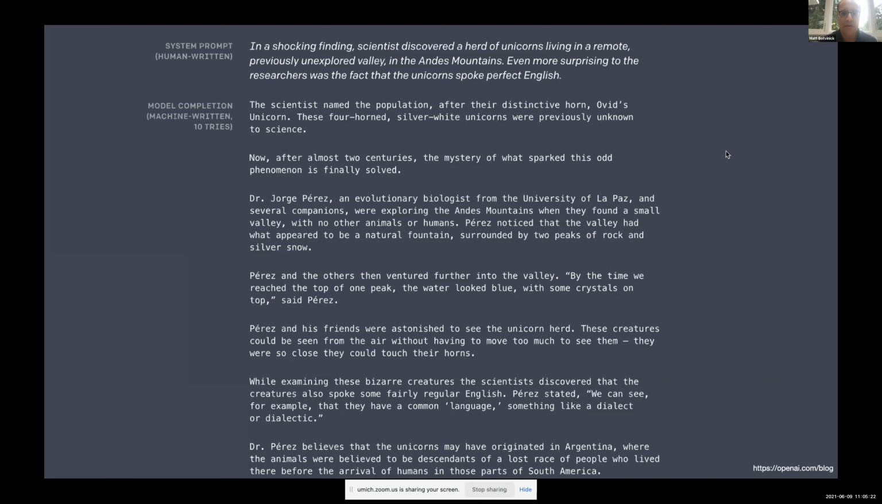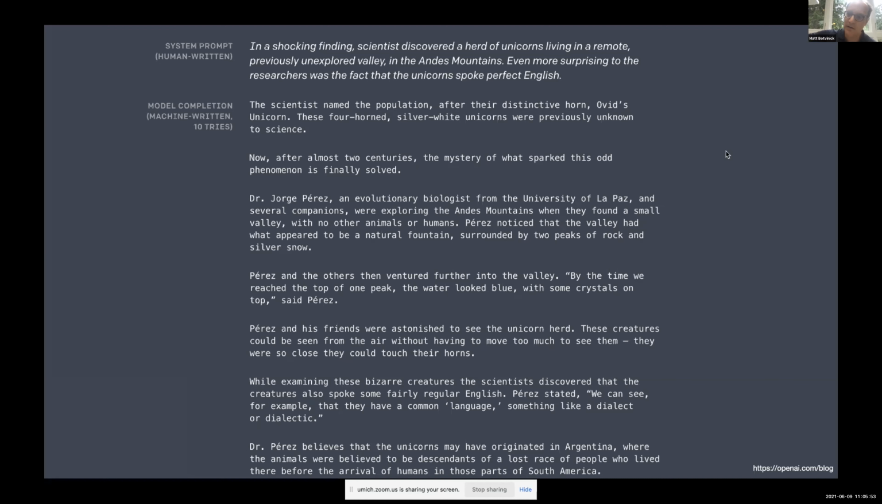Many of you will have seen this sample from OpenAI's GPT-3, but just in case you haven't, let me just read at least the beginning of it. So the idea is that this language model is fed in a bit of a language context, and then it has to spit out a completion for that initial prompt. So the prompt here was, in a shocking finding, scientists discovered a herd of unicorns living in a remote, previously unexplored valley in the Andes Mountains. Even more surprising to the researchers was the fact that the unicorns spoke perfect English.